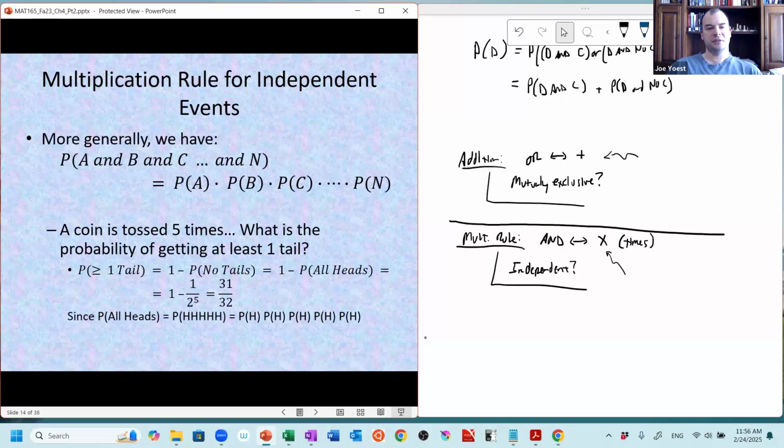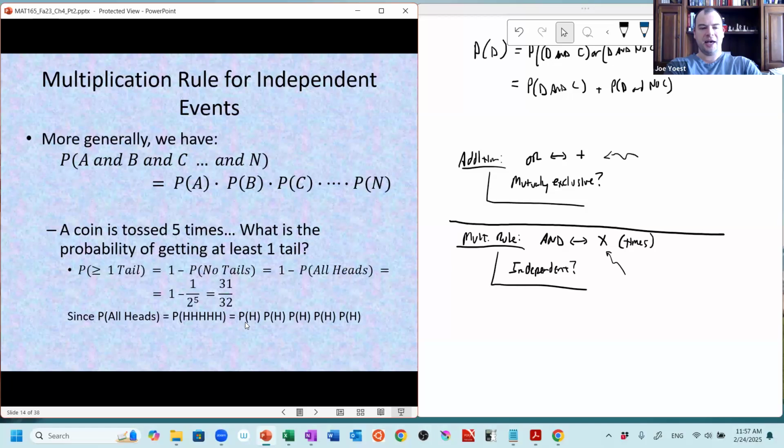But getting all heads, I could think of that as saying, well, all heads means heads on flip 1 and heads on flip 2 and heads on flip 3, flip 4, flip 5. I have 5 events, each connected with and, and these are all independent as well. If I know that I flipped the coin and got a heads this time, that doesn't impact my estimate of getting a heads or tails next time. So these are all independent events. The knowledge that I got heads or tails on any one flip doesn't impact my estimate for the other flips. So that's probability of heads times probability of heads times probability of heads, 5 times.